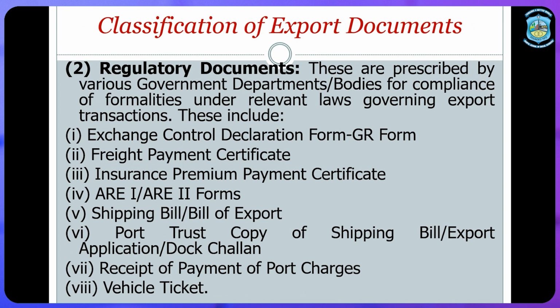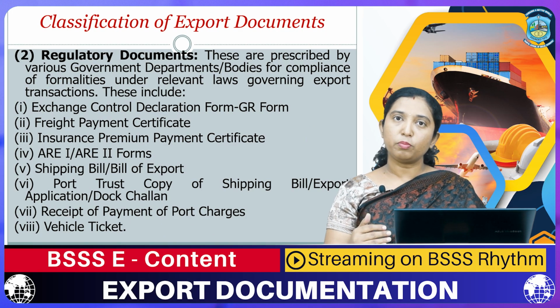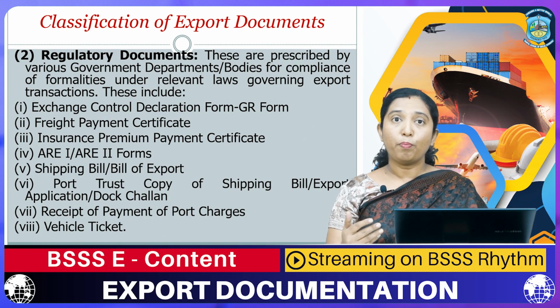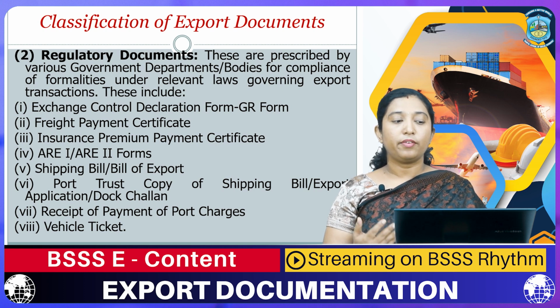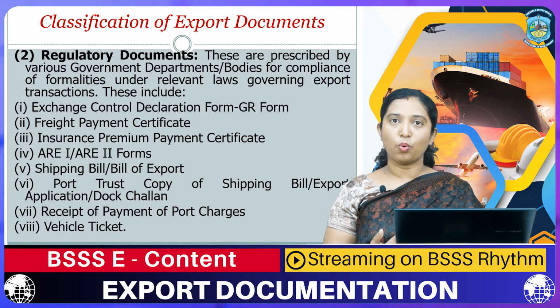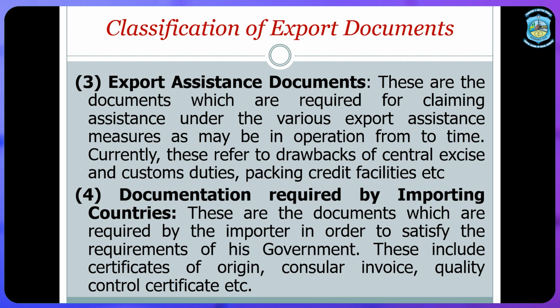Regulatory documents are those prescribed by various government departments or bodies to fulfill the formalities of law governing export transactions. Regulatory documents involve shipping bill, port trust copy, vehicle ticket, receipt of payment of port charges, and so on. Export assistance documents. These are the documents which are required for claiming assistance under various export assistance measures or schemes. Currently, these refer to drawback of customs duty paid or packing credit facilities availed by the exporter, etc.